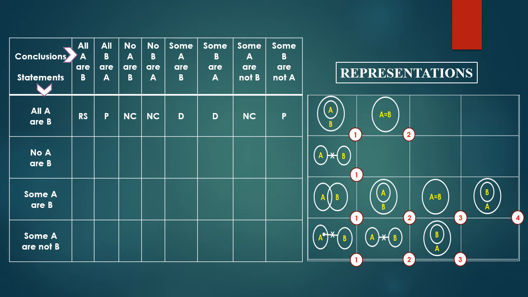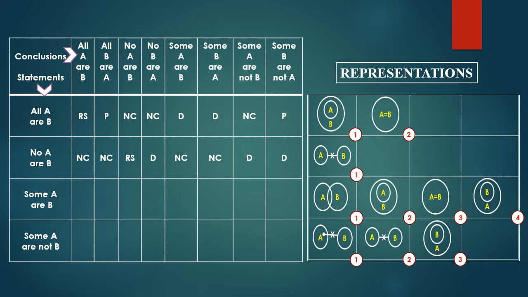So that's why it is no conclusion. Some B are not A is a possibility. Why? Because in the first diagram, some part of B is not overlapping on A. In other terms, some part of B is free from A. So we can say that some B are not A is a possibility. Whereas in the second representation, all A equal B and all B equal A, so we can't say some B are not A. But in the first representation we can, and that's why it is a possibility conclusion.